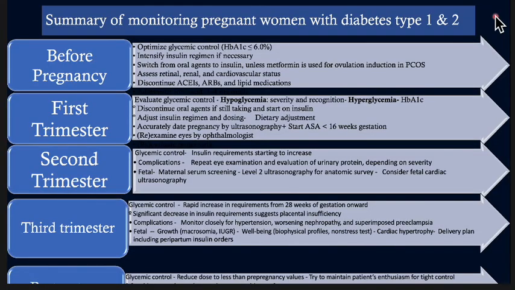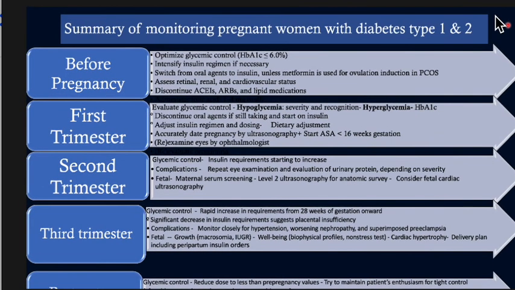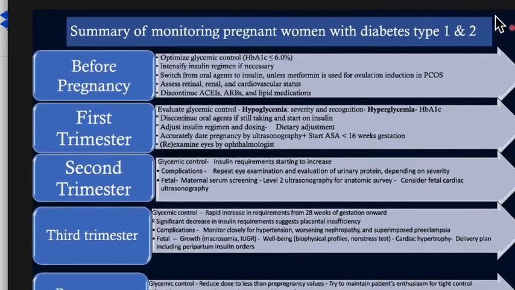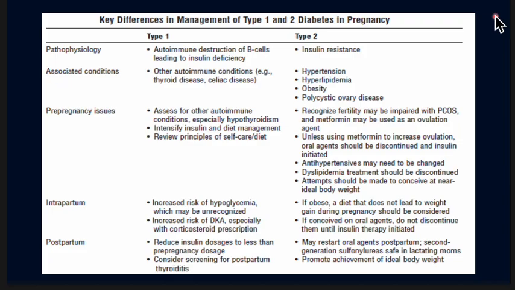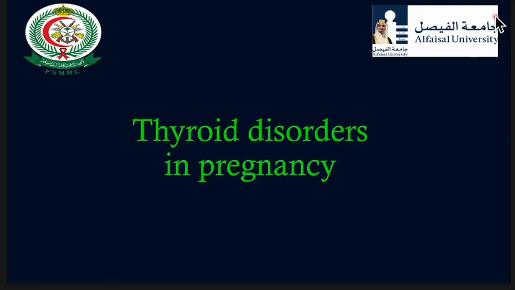So this is just a summary of what we do overall before pregnancy, preconceptually, in the first, second, and third trimester, and in the postpartum. And these are the differences between 1 and 2, just for your exam. Is this clear?